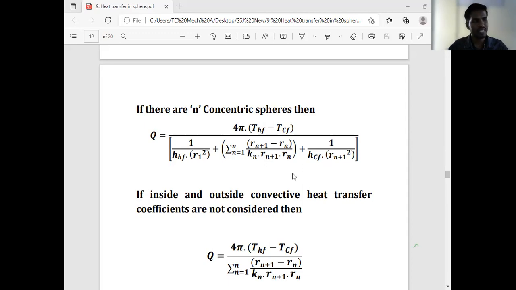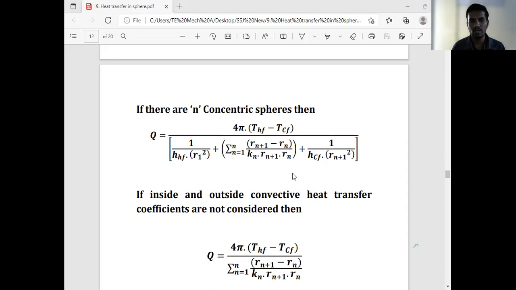And if you are not considering the hot fluid and cold fluid, meaning we are not considering the convection heat transfer, then whatever parameters are related to convection will be cancelled. If inside and outside convective heat transfer coefficients are not considered, then what will happen? Whatever factors are related to convection will be cancelled.